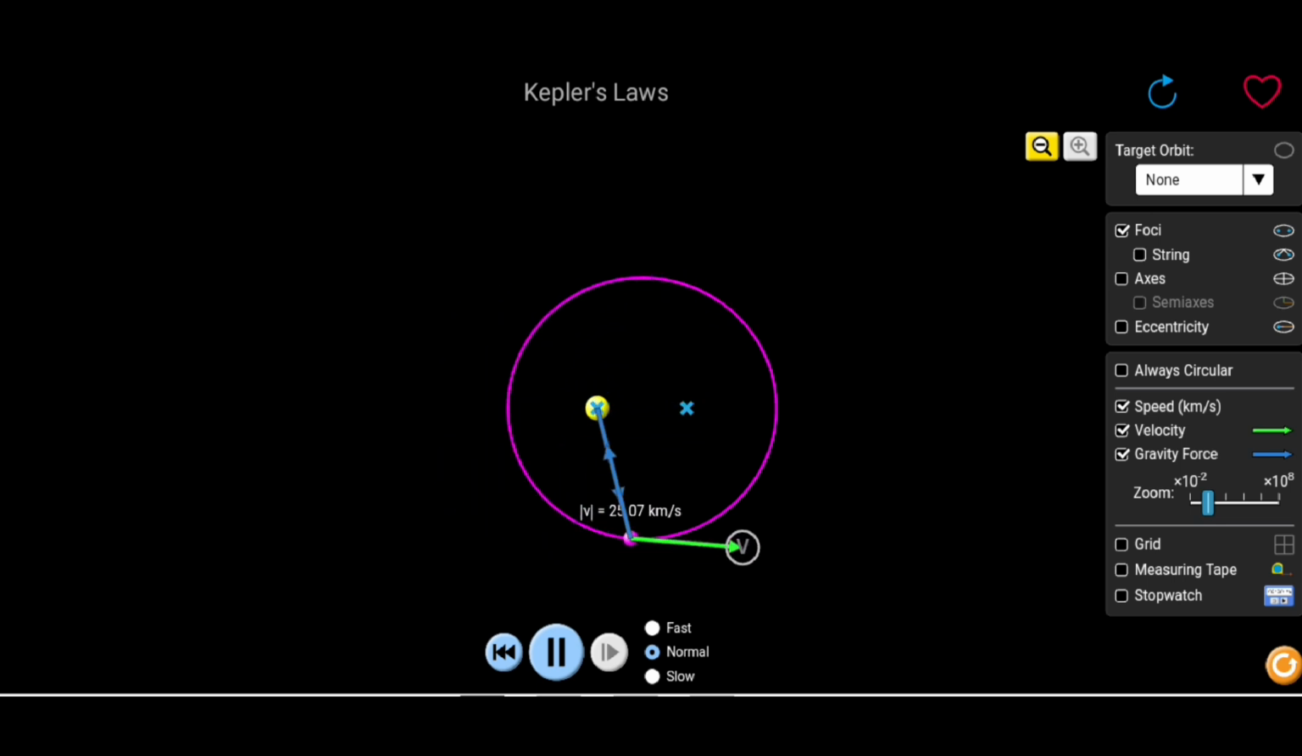Implications: planets like Earth are closer to the Sun at certain times and farther away at others. The closest point to the Sun is called the perihelion. The farthest point is called the aphelion. This law shattered the ancient belief that planets move in perfect circles and revealed the true nature of their orbits.